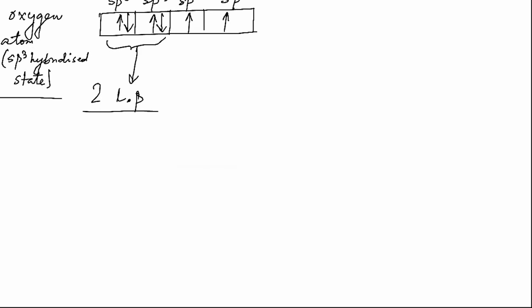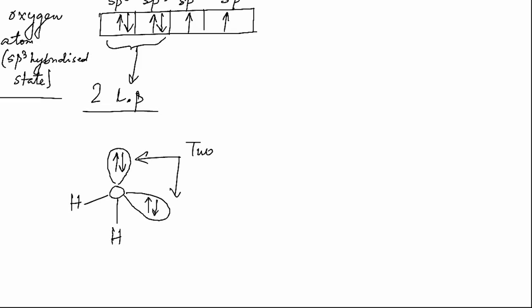So the structure of the water molecule takes a shape like this. So you have oxygen out here, hydrogen, hydrogen. There is one lone pair and there is one lone pair. So these are the two lone pairs.